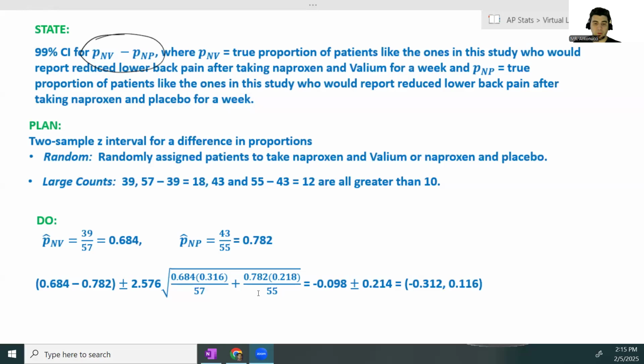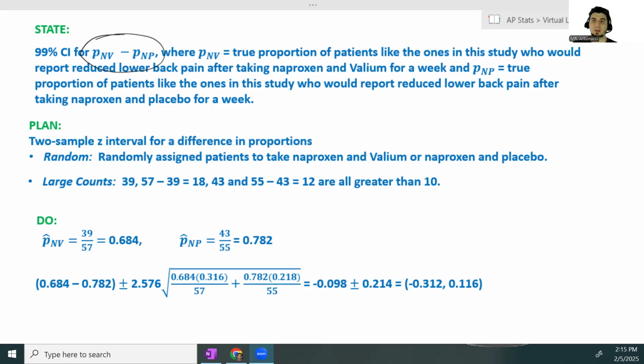So we have our point estimate plus or minus our Z star critical value, times the standard error of the statistic. Since this is a 99% confidence interval, the corresponding Z critical value is 2.576. Then we have our standard error formula, and we get our confidence interval of negative 0.312, comma 0.116. Now, the next thing we're going to want to do is the conclusion.